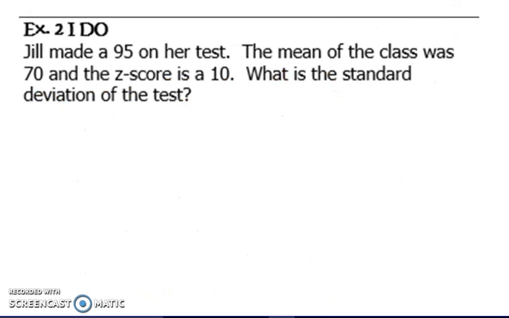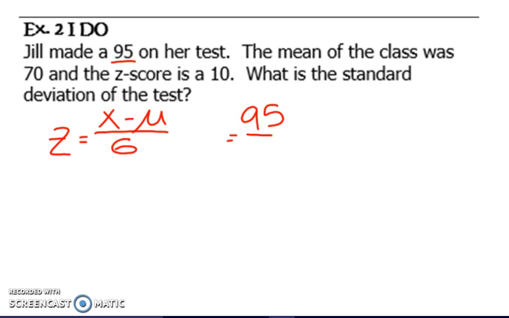Now, example 2. Jill made a 95 on her test. The mean of the class was 70 and the z-score is 10. What is the standard deviation? So again, when it talks about z-score, we always want to go back to our formula. Z equals my element minus my mean all over standard deviation. So now we're going to fill in what we know. Jill made a 95 on her test. That's not the class average, that's what she got. So that's going to be my x.